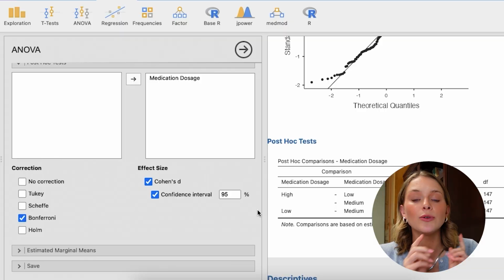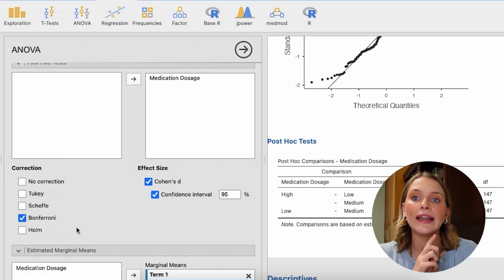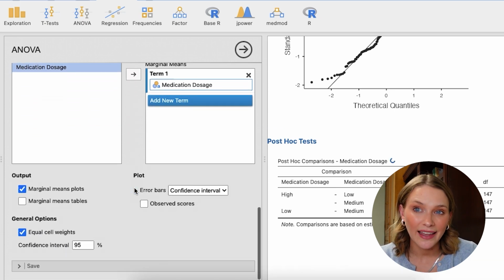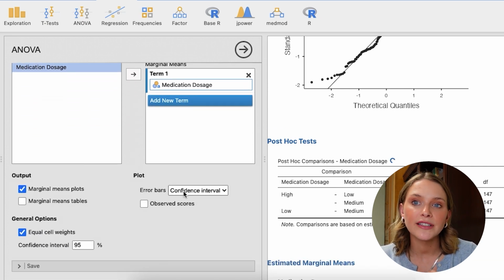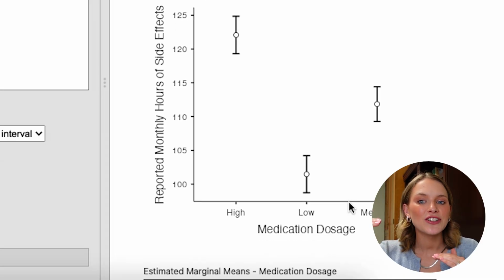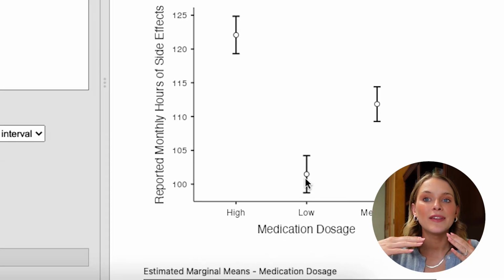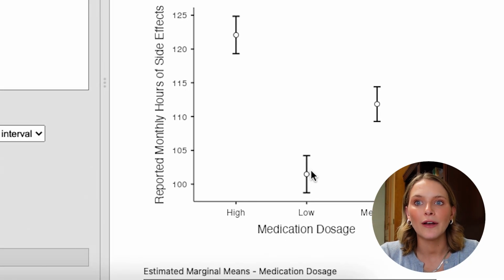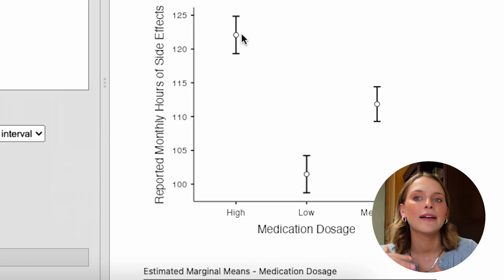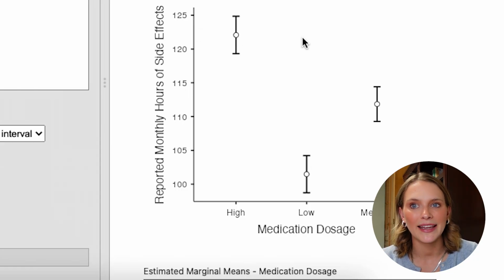So you can go to estimated marginal means and again, move over medication dosage. And I like to select both the plots and the tables. The plots give you a visual representation, but the tables list the means of each of the groups, and that can be helpful information as well. So here we can see with our plot that as the medication dosage goes up, the side effects reported go up as well. So side effect reports are lowest for the low medication group and highest for the high medication group, moderate for the medium medication group.